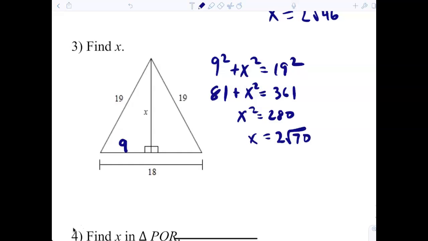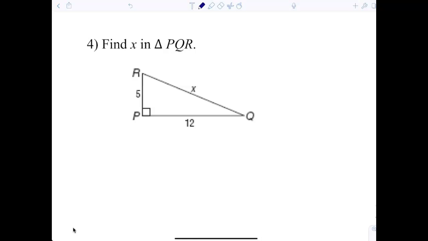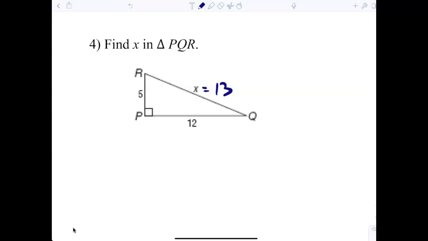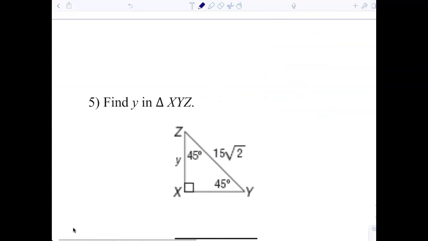Can we write it as a decimal? No decimals. Only radicals. 5, 12, 13. Those are just the triples. Remember the ones that help you are 3, 4, 5; 5, 12, 13; 8, 15, 17; 7, 24, 25. You should know those. Makes life easy. Everybody good with that? All right, here we go.